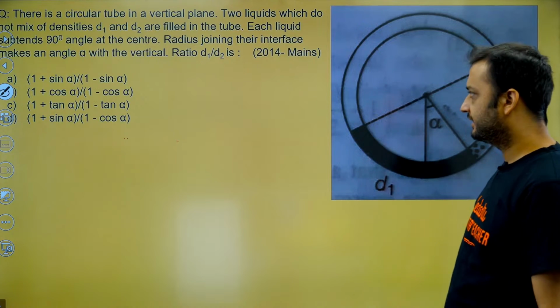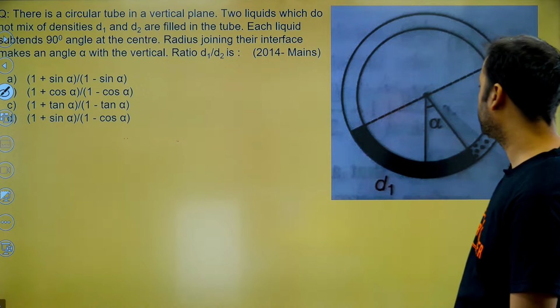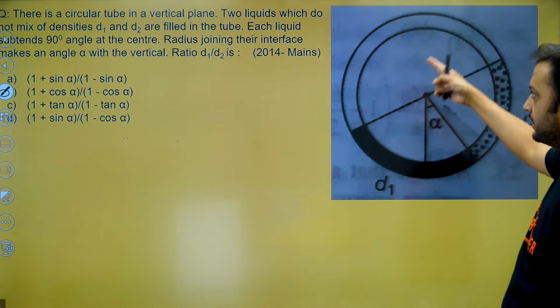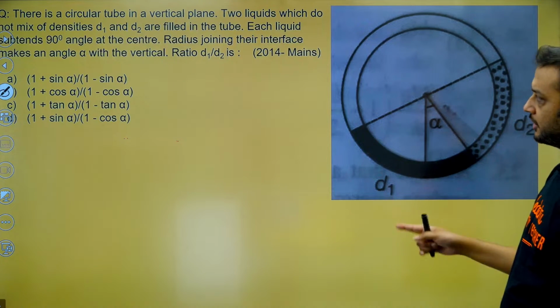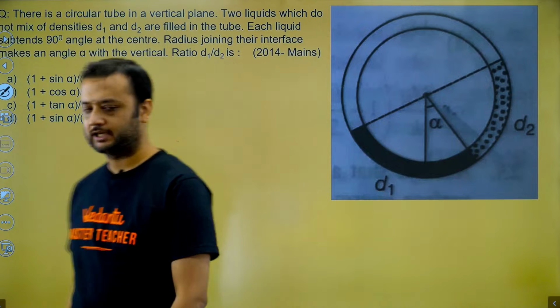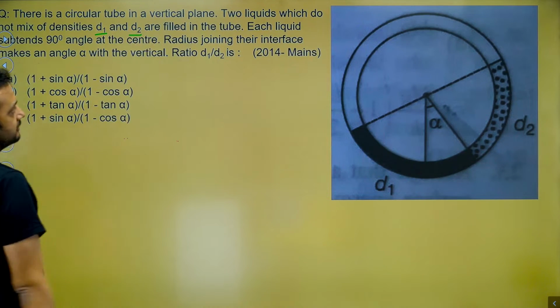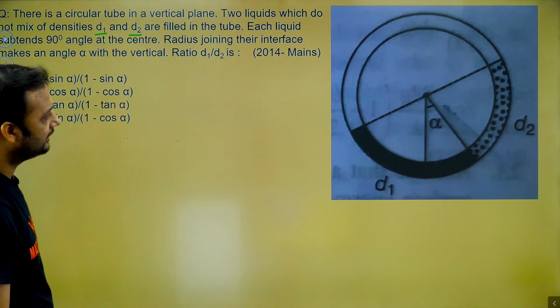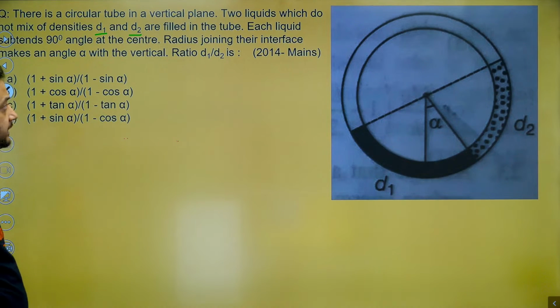This is again a very nice question. This came in JEE Mains 2014. Look at what is happening over here. This is a circular tube in a vertical plane. Two liquids which do not mix, of density d1 and d2, are filled in the tube. You can see the densities which are filled in the tube.